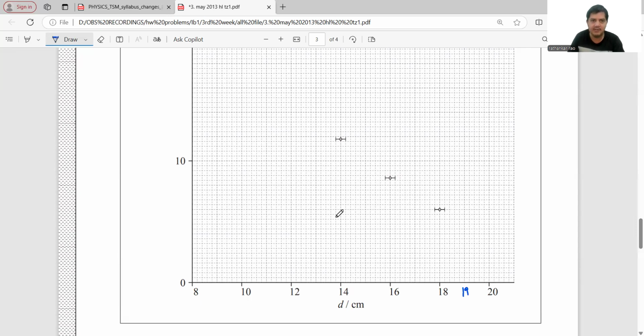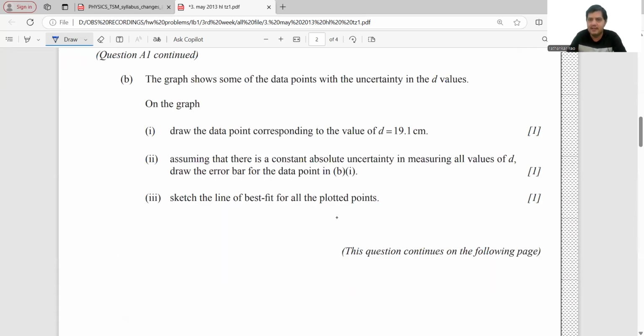And let us look at what are the other questions. Maybe what can happen is this question can be attempted at the end, and these 2 questions have to be attempted first. Assuming that there is a constant absolute uncertainty in measuring all the values of d, draw the error bar for the data point in B. Both these are related here. If you know where that point is, you can draw the absolute uncertainty also. Sketch the line of best fit for all the plotted points.